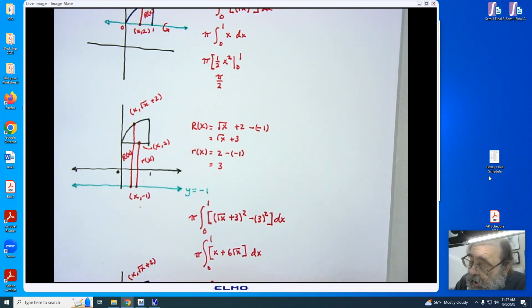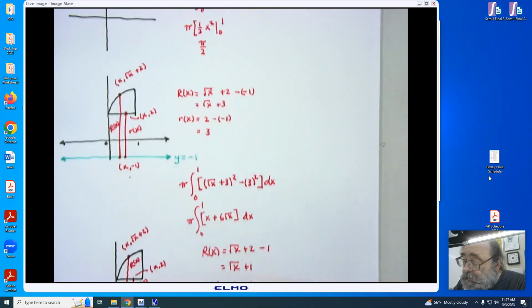R of x, big R, is going to be the upper, root x plus 2. But now we have minus 1, and this gives me root x plus 1. Little r of x, upper, 2 minus 1. And I have a 1.